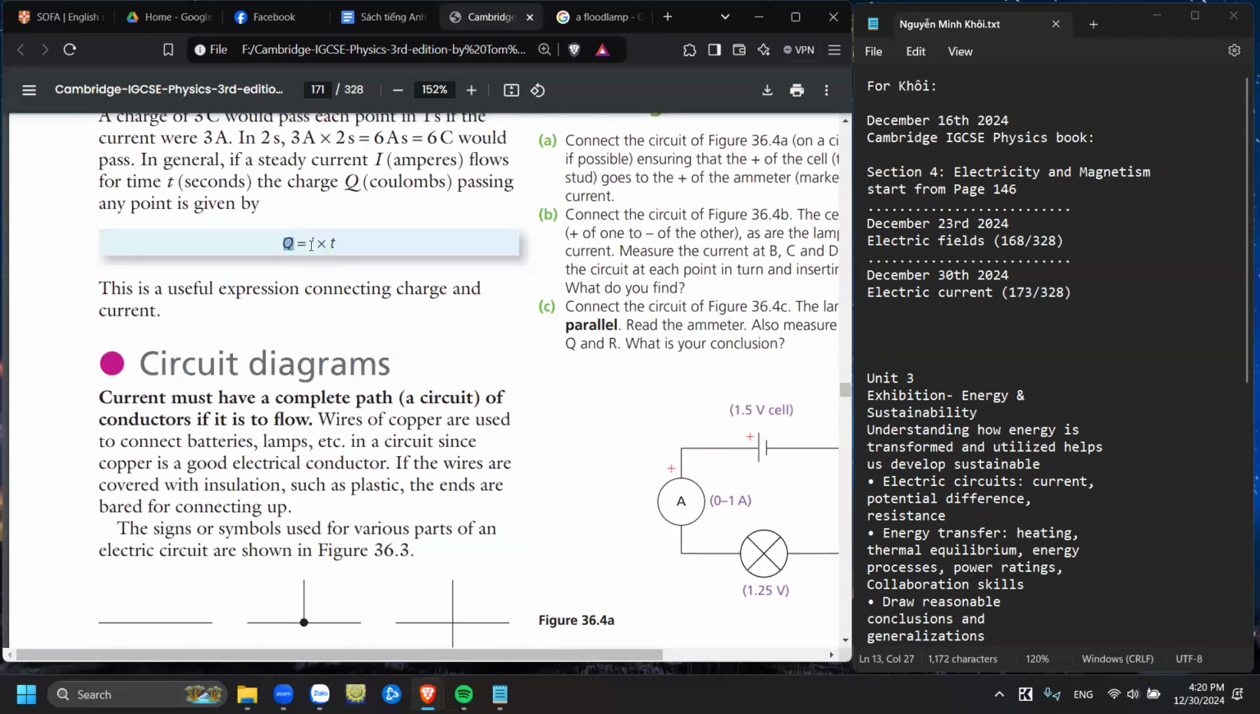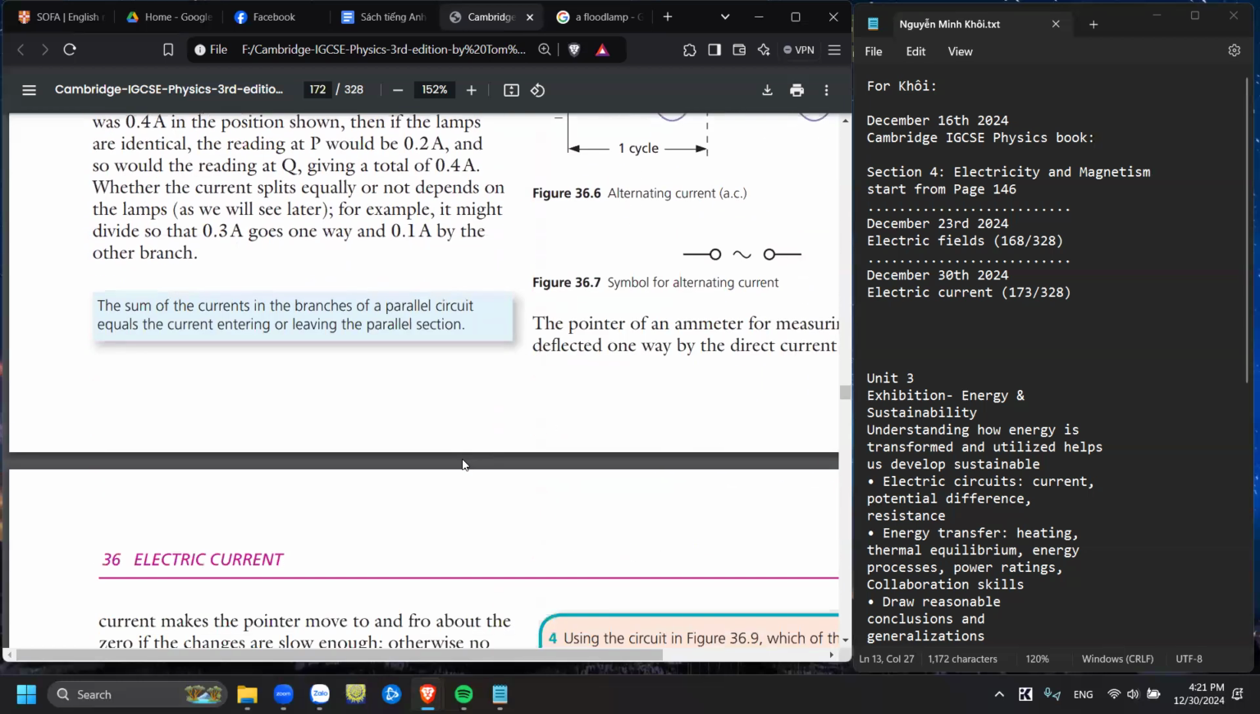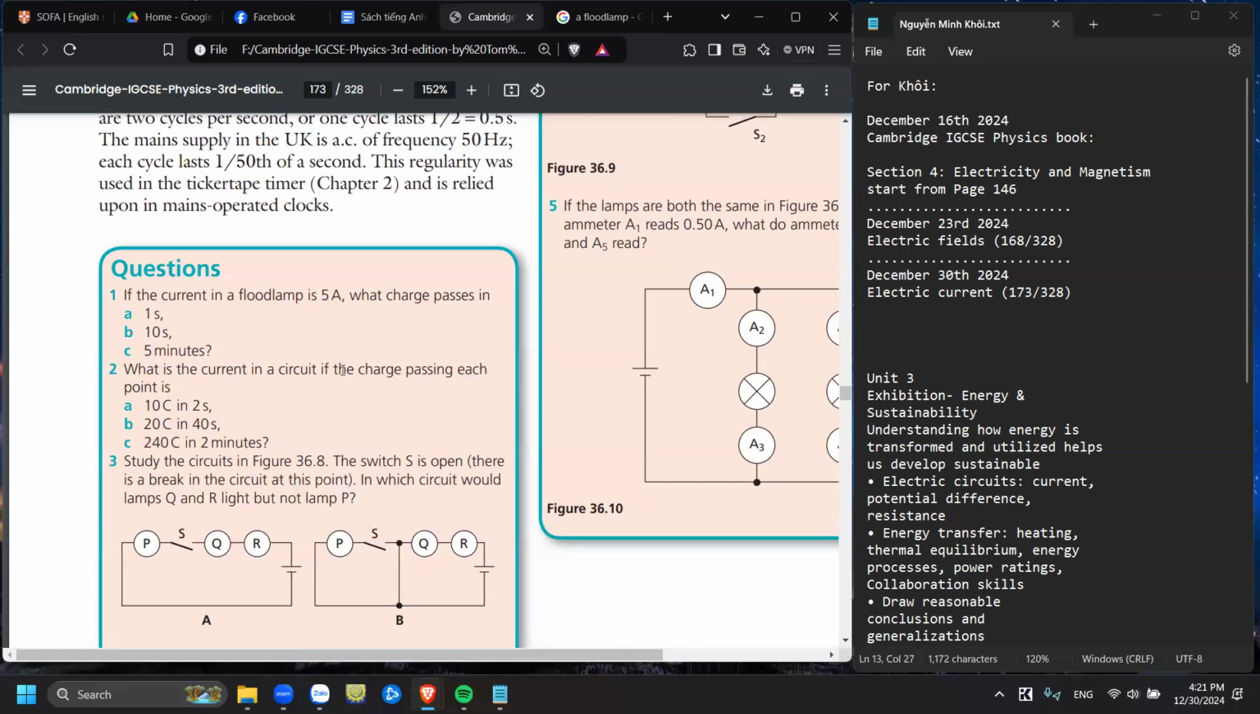Q equal to I times T. So Q is the charge in coulomb passing through here, T is in seconds, and the current is in ampere. So using this one, can you calculate this? What charge passes in 1 second? How much charge passes in 1 second if your current is 5 ampere?